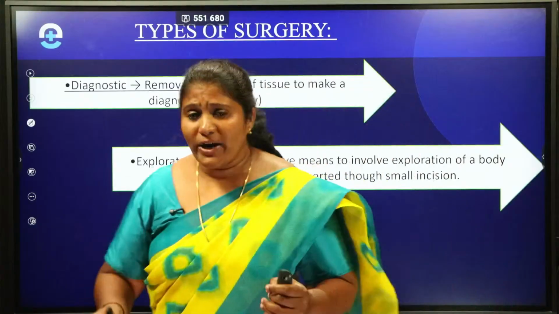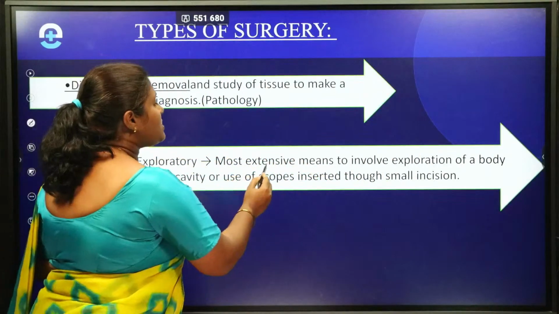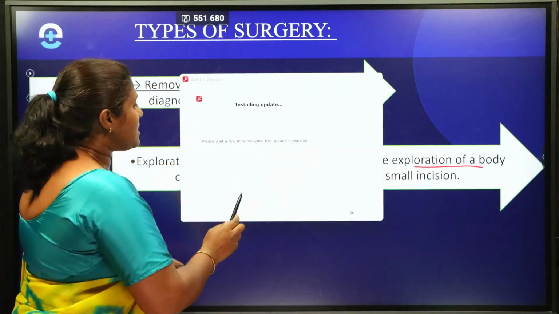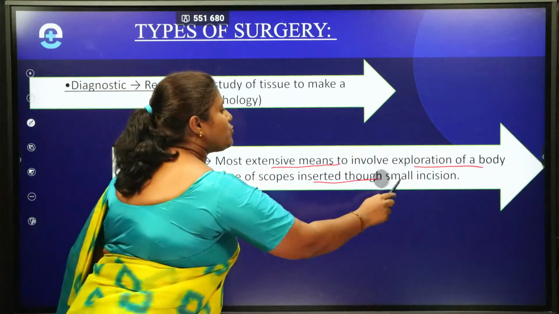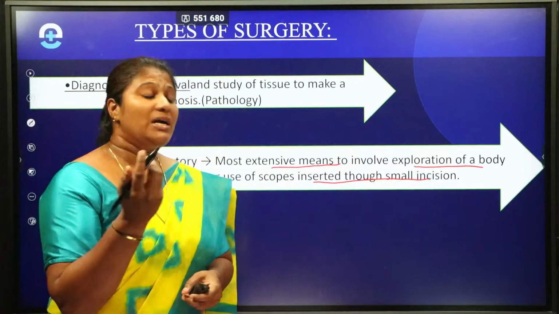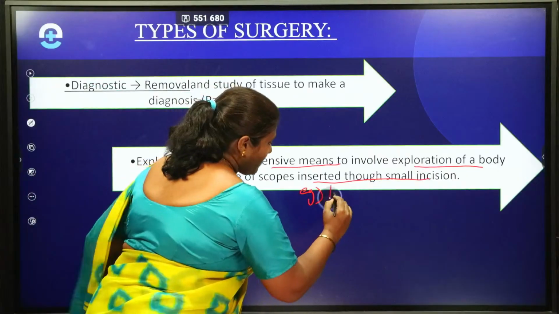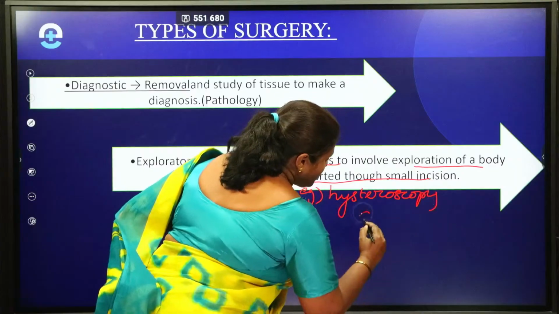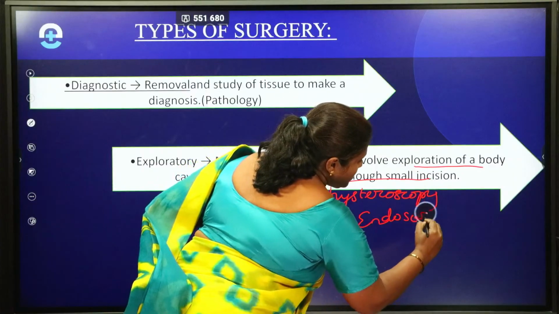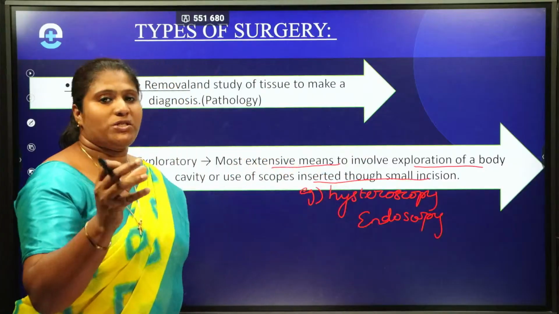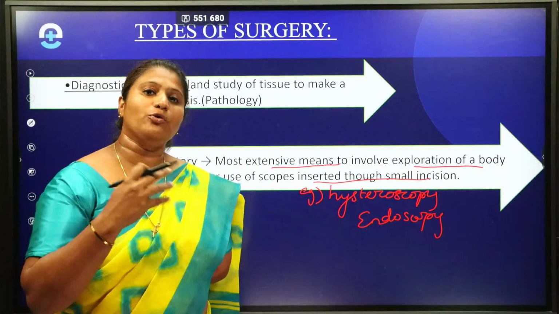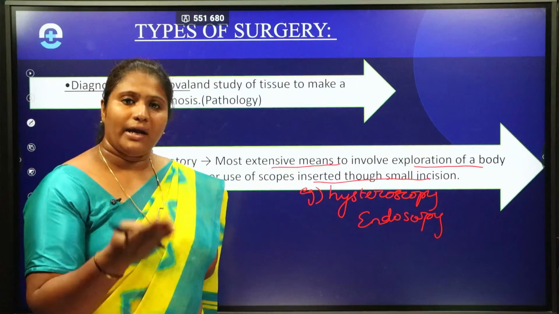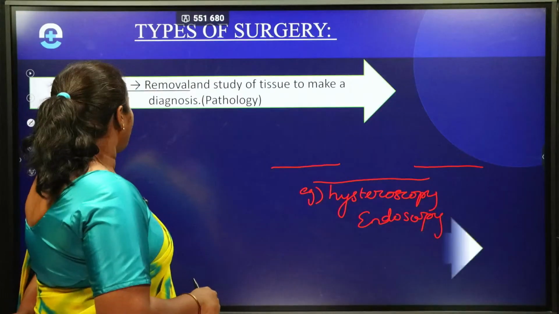Next one is exploratory surgery. Exploratory surgery involves exploration of the body using a small insertion, for example hysteroscopy, endoscopy. Some small scopes and cameras are inserted into the body to visualize certain things. That is called exploratory surgery. For that also we have pre, intra and post nursing care.